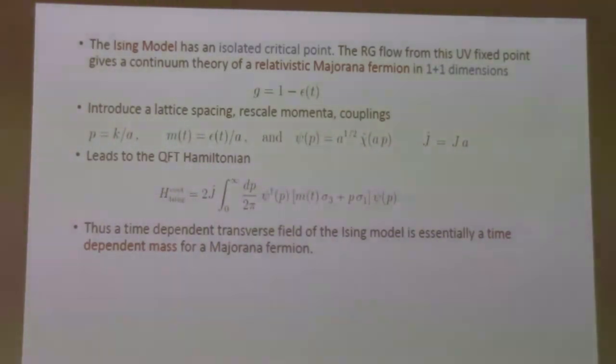It's interesting that the Kitaev model actually has a variety of critical behaviors. The Ising model, of course, has a single isolated critical point. This is the critical point around which the continuum theory is the standard theory of a Majorana fermion in 1 plus 1 dimensions, and that's what I've written down here. So a time-dependent parameter of this theory just corresponds to a time-dependent mass of the Majorana fermion in the continuum limit. In the lattice, it actually corresponds to a mass which is time and momentum dependent, which is a bit strange.